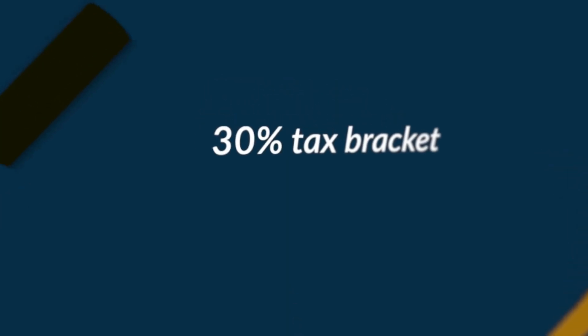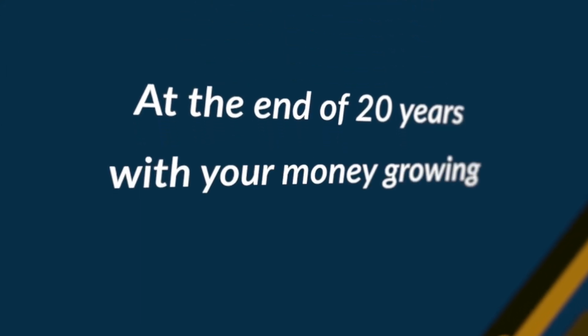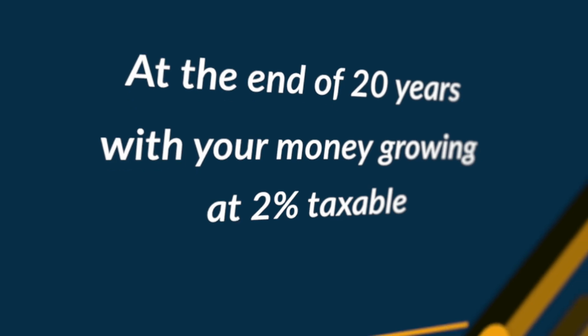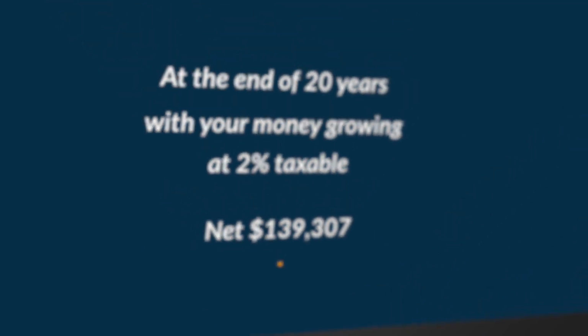So let's add some interest. Until recently, interest rates were relatively low, so 2% might have been the best you could get. And if you were in a combined state and federal tax bracket of, say, 30%, at the end of 20 years, with your money growing at 2% taxable, you would have a net after-tax amount of $139,307 in your account. You have now increased your financial efficiency by adding some interest to the process. Pretty simple. The effect is that your supply of money has been increased by $19,307 because of the interest that was added to your account.